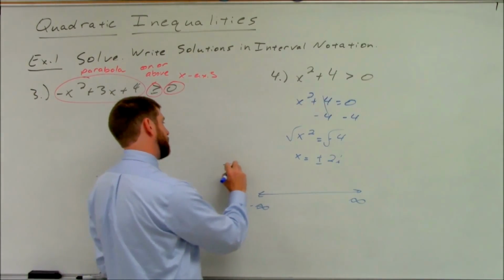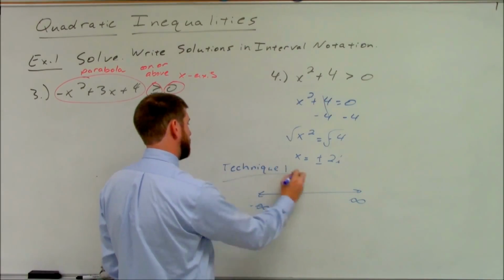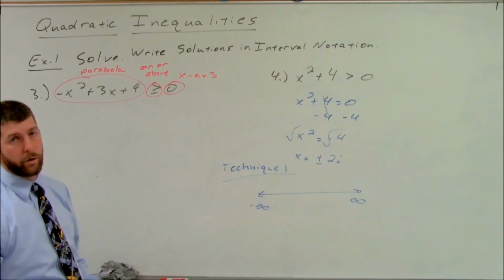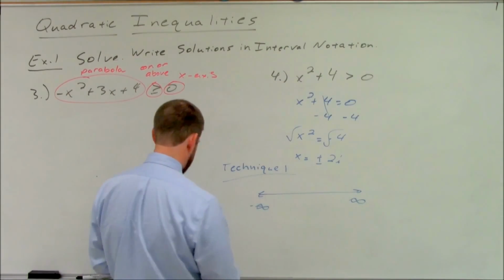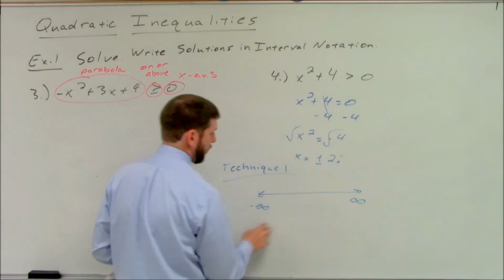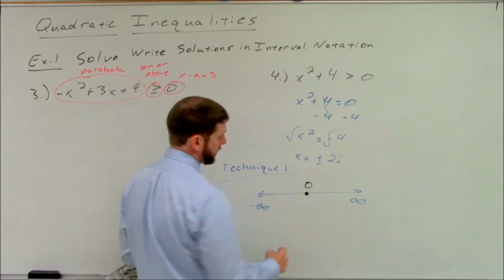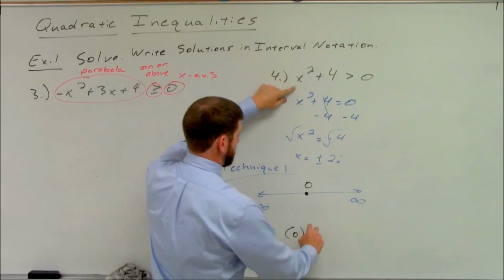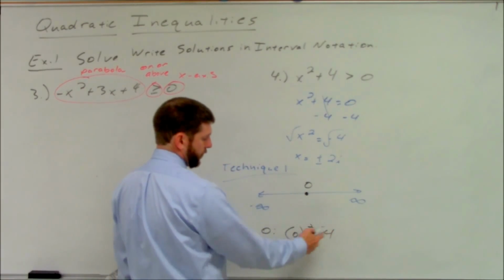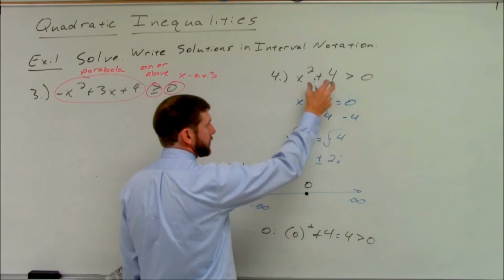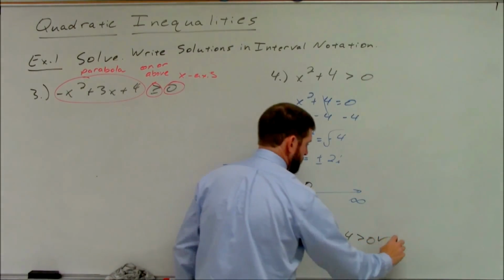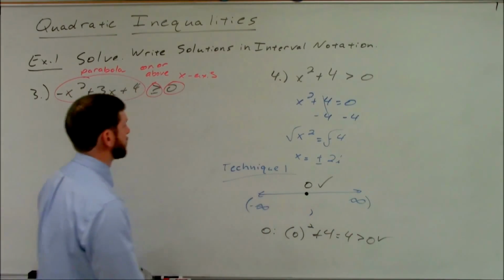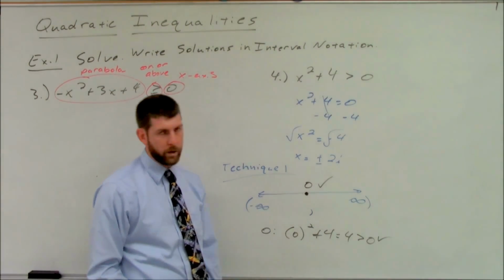So when this happens, for technique 1, there are no critical values, so my answer is either every number or no numbers. It's either going to work for all of them or it's going to work for none of them. So I'm just going to pick a point in my interval. This is my only interval right now, and the point I'm going to pick is 0, because it's the easiest to do calculations with. So testing 0: 0 squared plus 4 equals 4. Is that greater than 0? Is 0 squared plus 4 greater than 0? The answer is yes. So my answer is negative infinity to positive infinity. If it works for one point in that interval, it's going to work for every point in that interval.